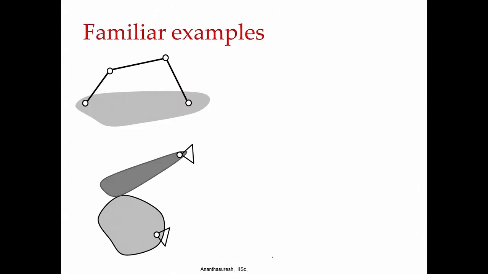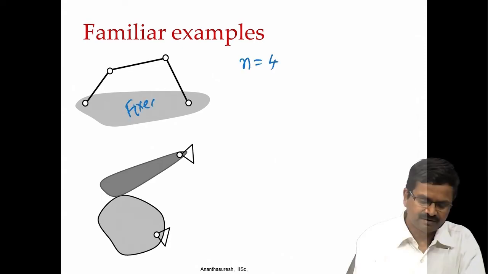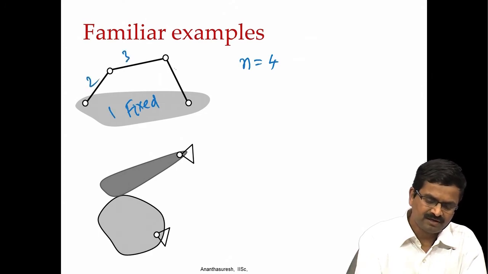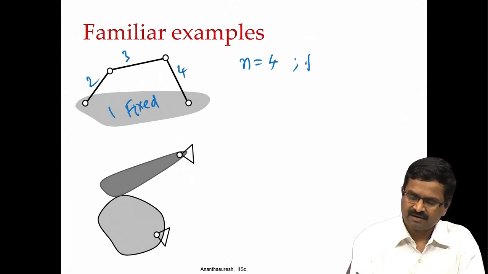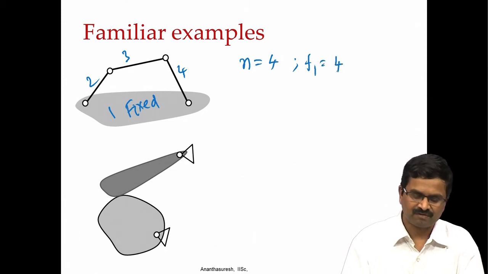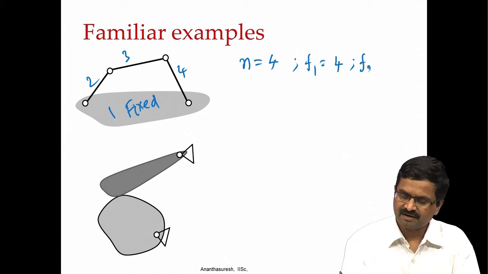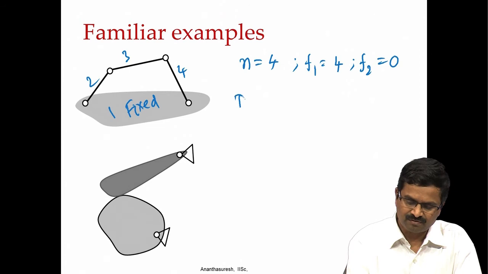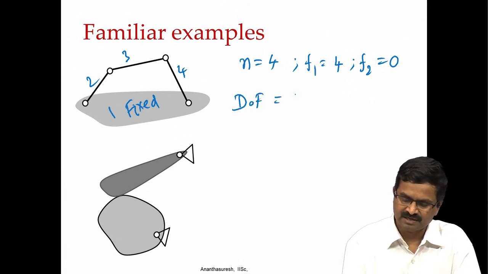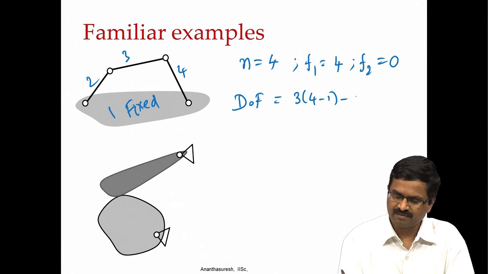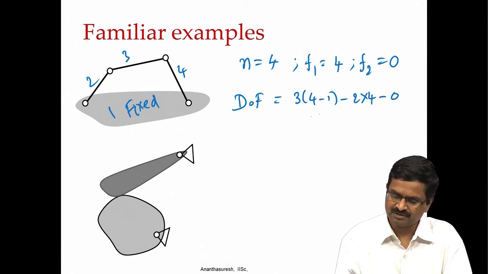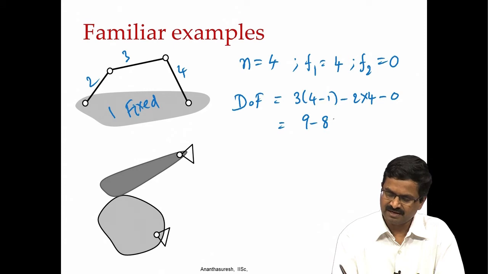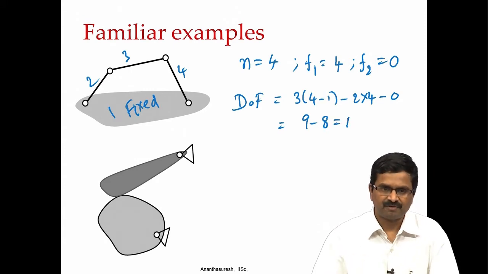And these are some familiar examples for you. A 4 bar linkage, where n equals 4, this is the one that is fixed, we call that 1, 2, 3, 4, and there are F1 joints, 1 degree of freedom joints, 4 revolute joints, and there are no 2 degree of freedom joints, that is F2 equals 0. So, now if we write the degrees of freedom for this, it is 3 into (4 minus 1) minus 2 into 4 minus 0, that is 9 minus 8 equal to 1. It is a 1 degree of freedom mechanism.